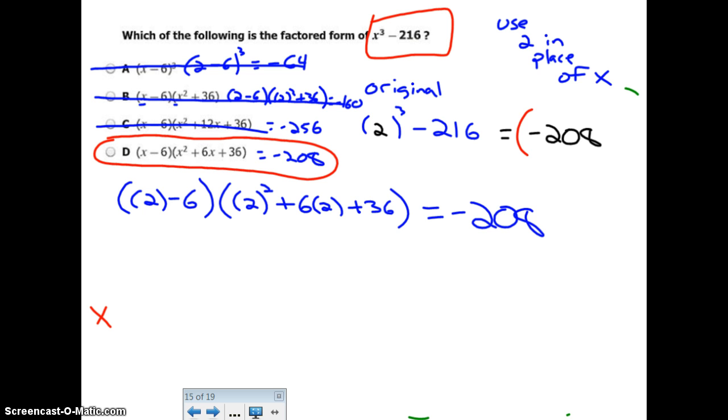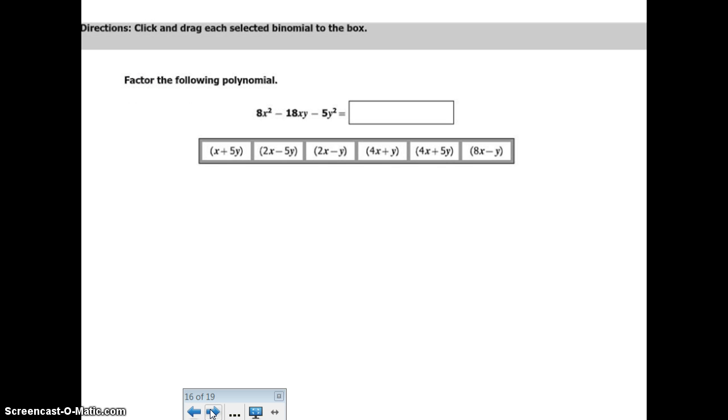So check it out how D is the only one that gives you the matching response. See? When you use 2 in place of x in the original problem, you got negative 208. When you use 2 in place of x in answer choice D, you got negative 208. So that's a great strategy to use for factoring. This one is a problem that you're going to have to factor using good old-fashioned factoring.